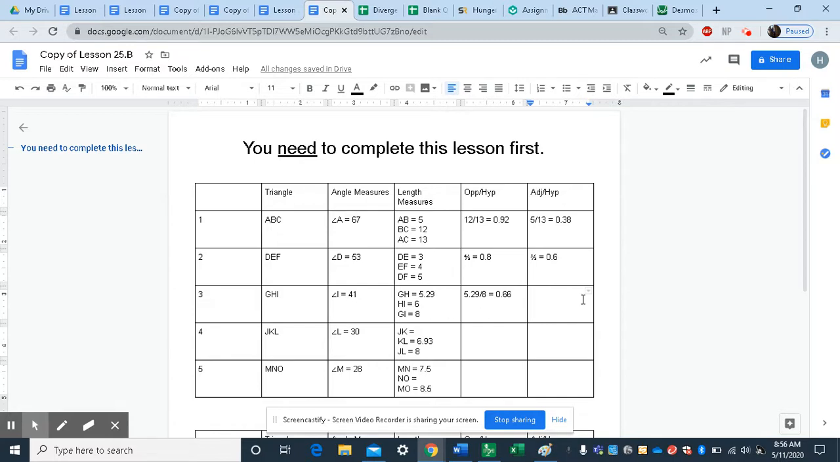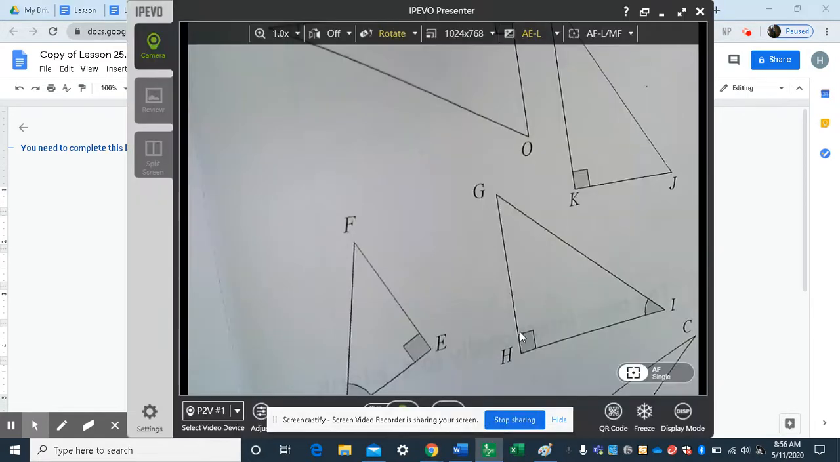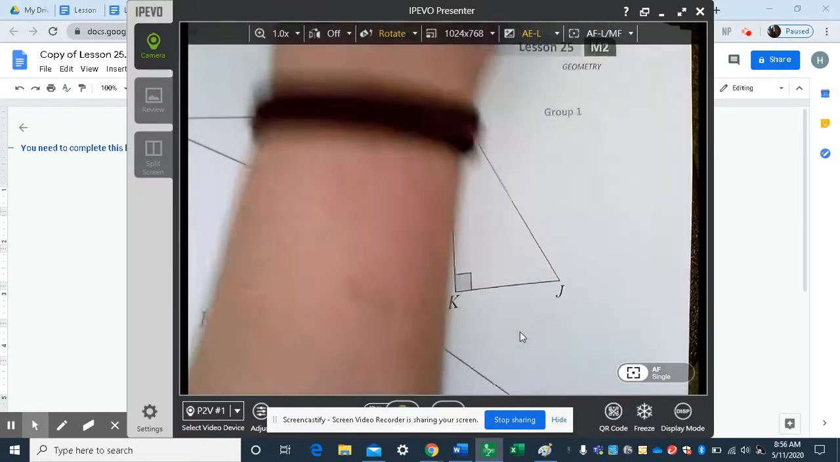So we have 6 divided by 8, which equals, whoa, I don't know where the end came from, 0.75. So now we go on to our next triangle. So our next triangle is up here in the corner.